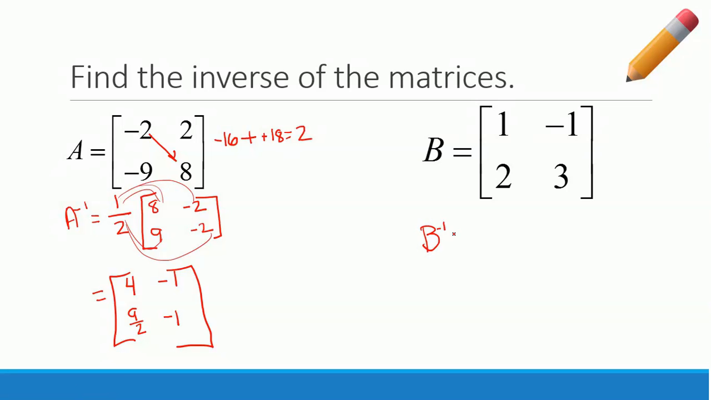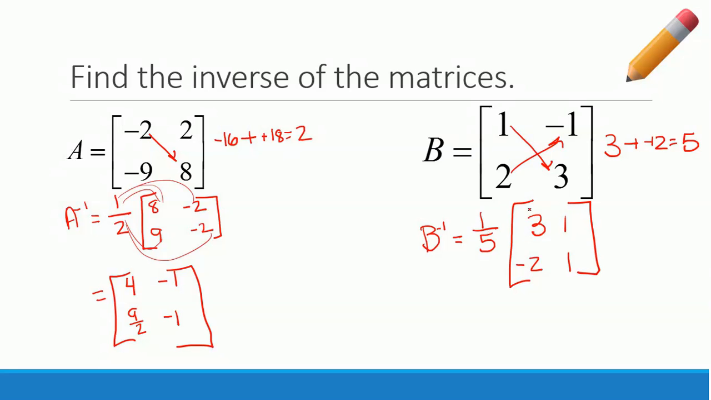So B to the -1, or the inverse of B, let's find the determinant here. 1 times 3 is 3, minus 2 times -1, which is -2. Add those two together, it looks like I get a determinant of 5. So my scalar in the front here is going to be 1/5, because it's 1 over what my determinant was, right? Let's find our new matrix. So flip-flop A and D around, then change the signs of the other two. Now, let's distribute that 1/5 in. So we're going to get 3/5, 1/5, -2/5, and 1/5.